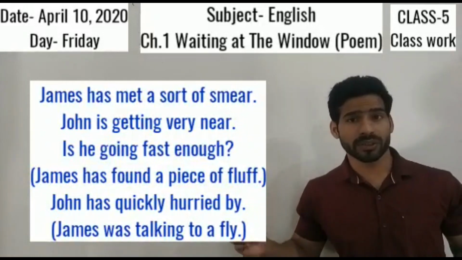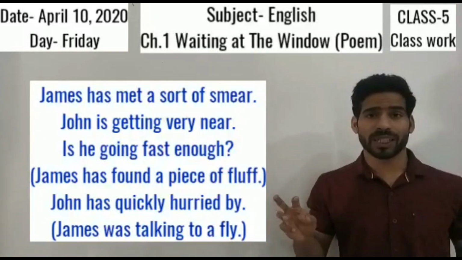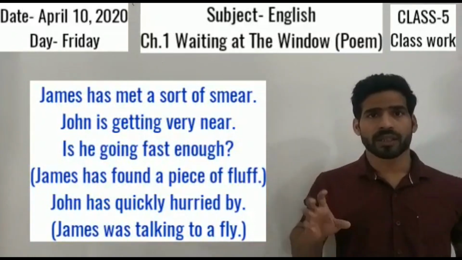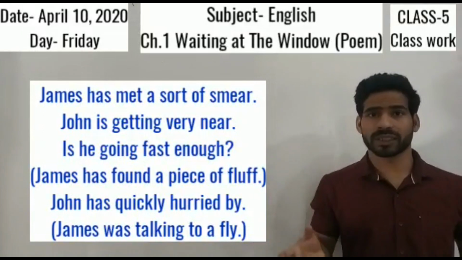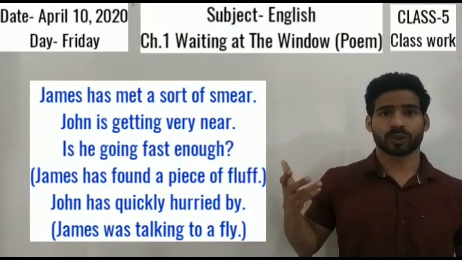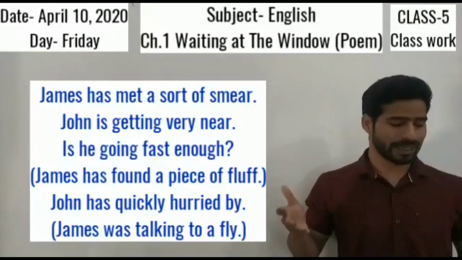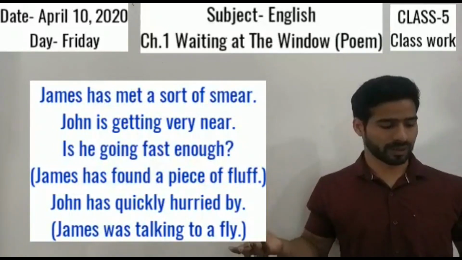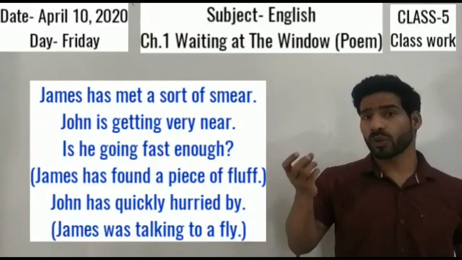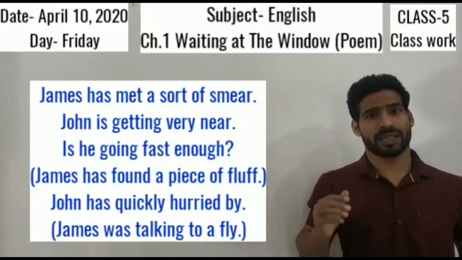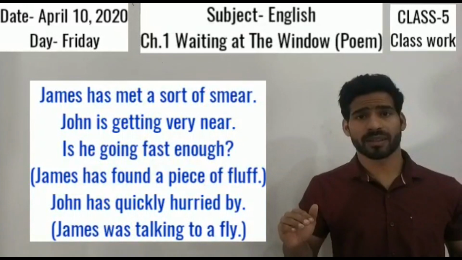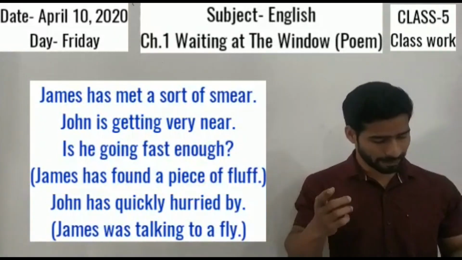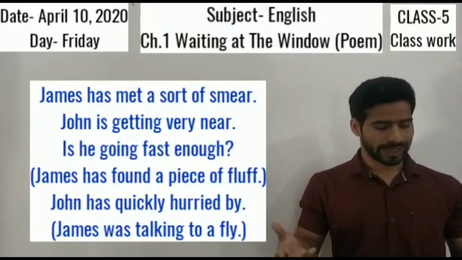John is getting very near. The John has been met into some kind of smear. Smear means like a sluggish thing, जो दलदल टाइप का हो या कीचड़ जैसा हो जिसमें आप फंस सकते हैं. And after that your speed decreases, right? So he's saying that James has met a sort of smear. John is getting very near, and now John is near to the finishing point. And what is the finishing point here? Yes, the bottom of the window is the finishing point here. Fine? Good. Now the next lines.